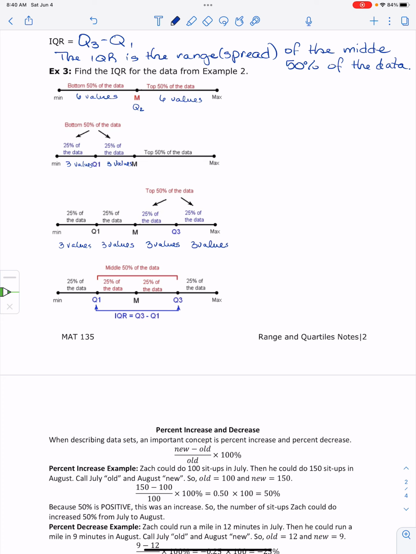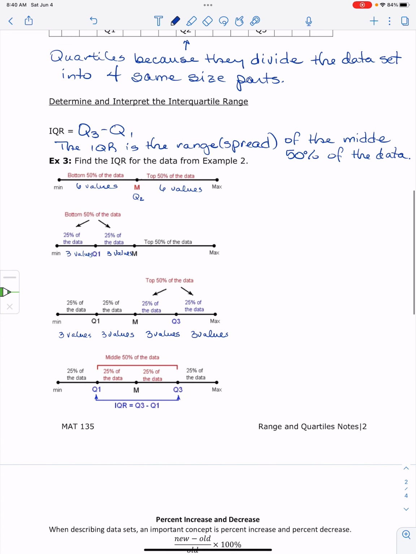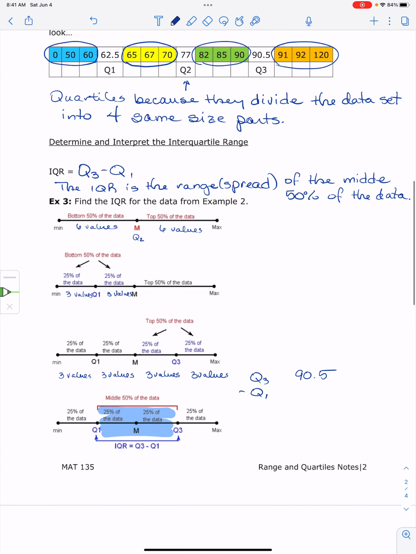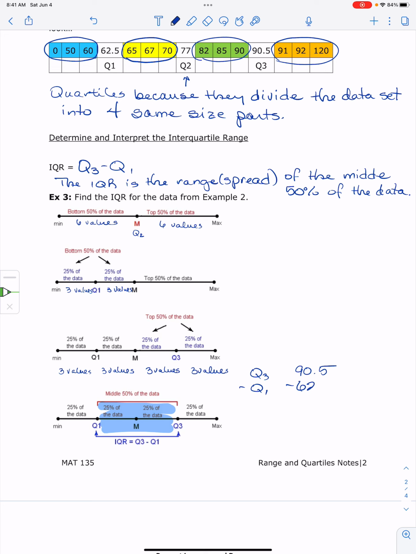So what we are looking for when we talk about the interquartile range is this middle 50% of the data. So everything right in here and how spread out it is. So we're going to go Q3 minus Q1. Our Q3 value was 90.5. Is that right? Yep. Our Q1 value is 62.5. We get an IQR of 28.